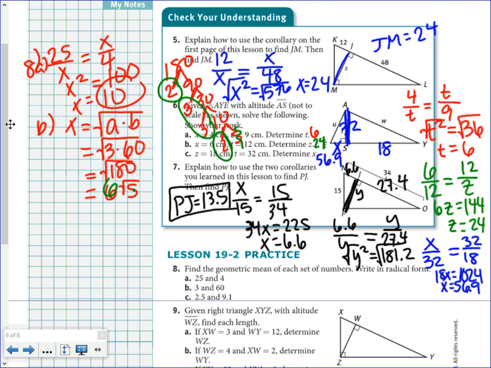Then the last one is 2.5 and 9.1. And so you can do it either way. If you want to set up the ratios, 2.5 over x equals x over 9.1, x squared. If you multiply those, you get 22.75, and then take the square root. So that would be your geometric mean. That's up to you how you want to do it. It really doesn't matter. But either way, you get the same answer.